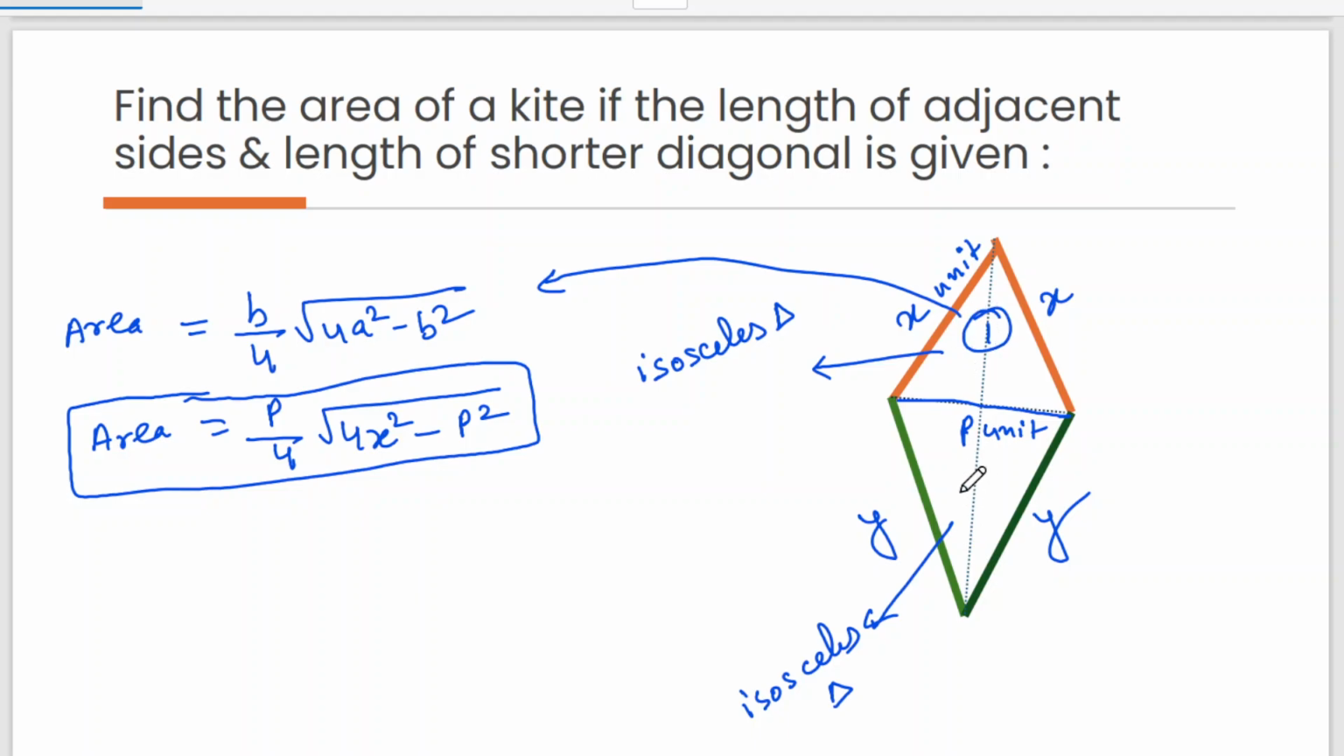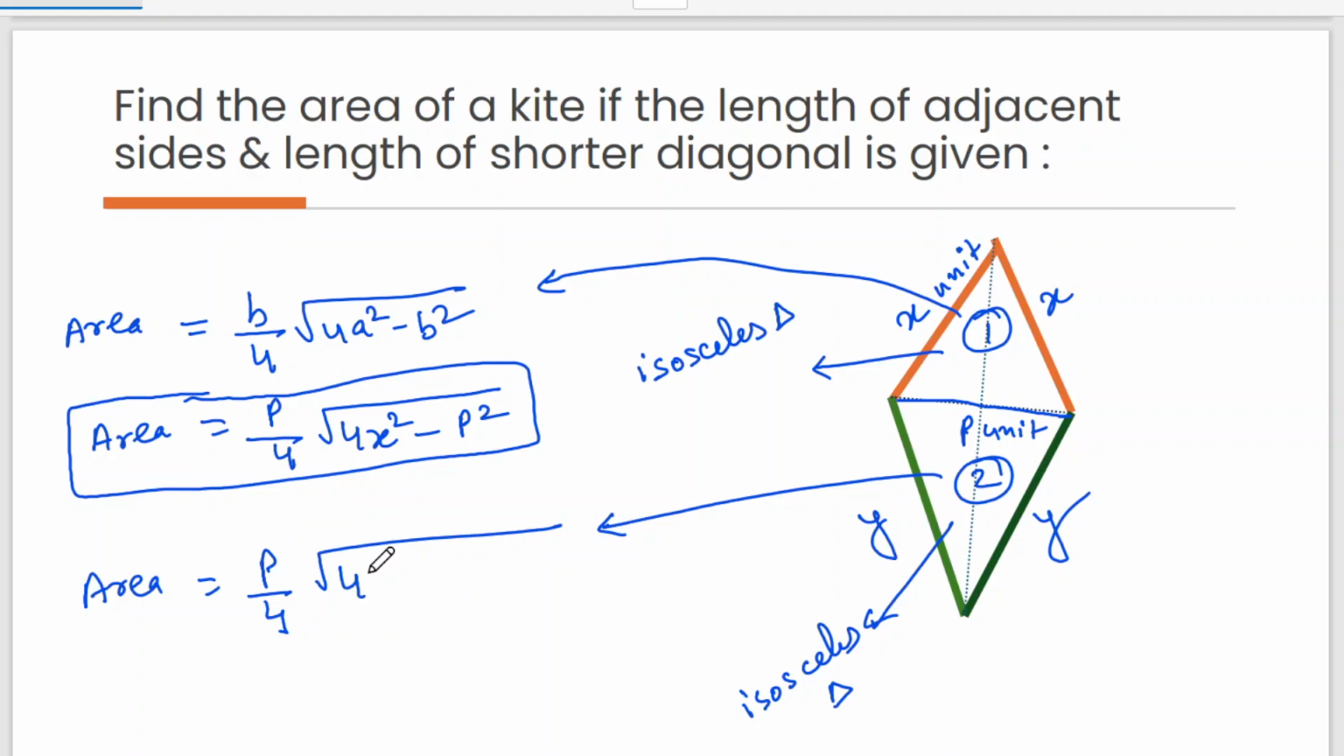Now let us find the area of this triangle, and we will use the same formula. So area, I am writing directly, b by 4, so again it is p by 4 only. Now under root, what is the length of the equal sides? What is our a here? So 4 into y square, a is your y, the length of the equal sides. So y square minus p square. So this is the area of your second isosceles triangle.